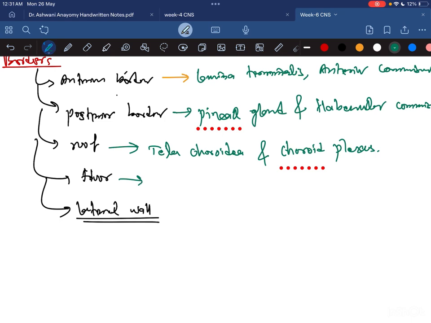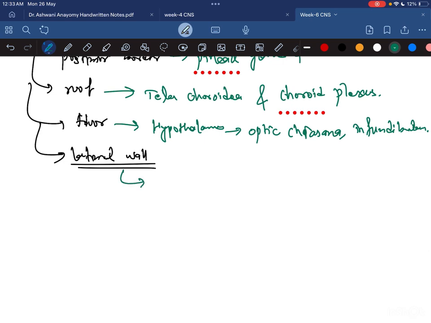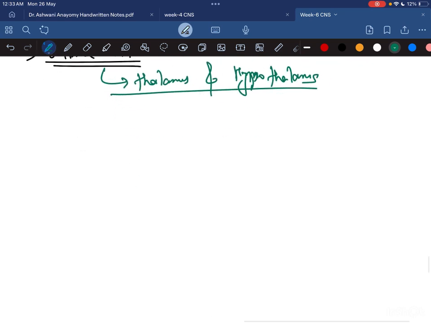And when we look at the floor, in the floor there is the hypothalamus, and including the hypothalamus there is the optic chiasma and the infundibulum of the pituitary gland. And when we look at the lateral wall, in the lateral wall there is the hypothalamus and thalamus.